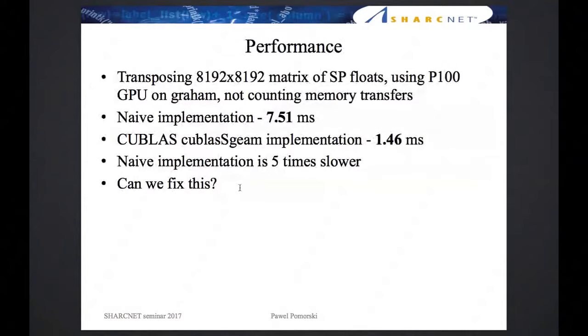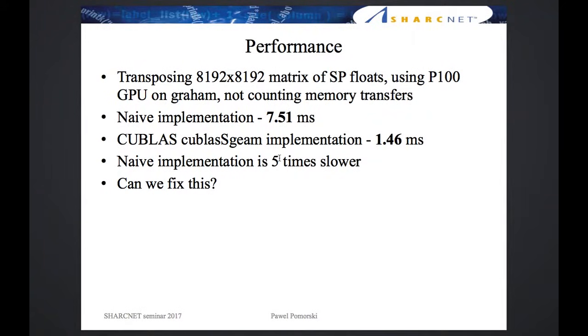If I did it this way, then for the example problem which I'm looking at, which is an 8,000 by 8,000 matrix of single precision floats, this naive implementation would take about 7.51 milliseconds. Now, if I implemented this using cuBLAS, I would get 1.46 milliseconds. So you can see that the simple code which I wrote would be about 5 times slower. So it's quite a bit slower. So there has to be some significant inefficiency in my code.